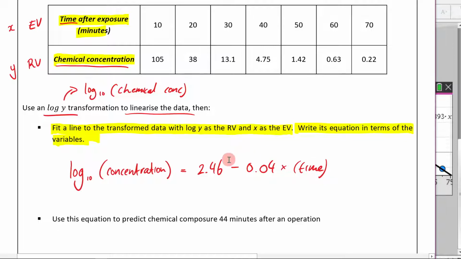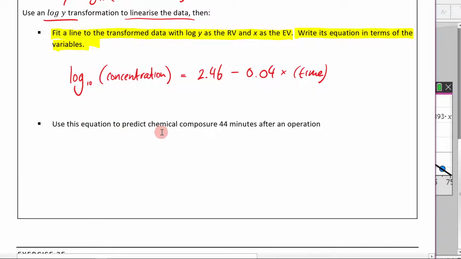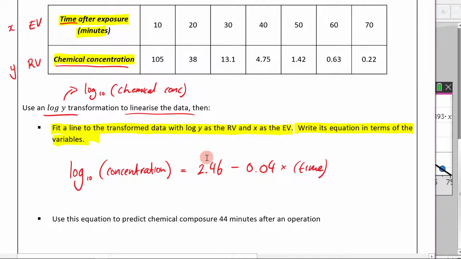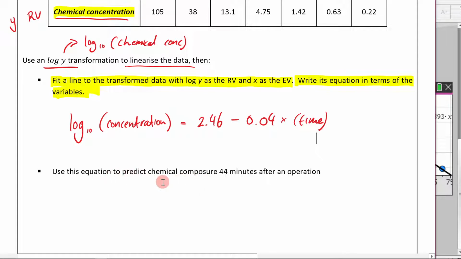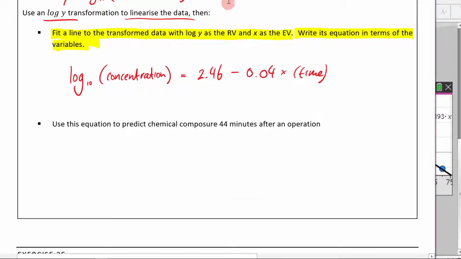Perfect. We keep on going. It then says use this equation to predict the chemical exposure. I think that's meant to say chemical. Oh no. Use this to predict chemical exposure 44 minutes after an operation. So it just wants the chemical concentration after 44 minutes. To do that, what we're going to do is simply sub in 44 into this. So I'm going to go, all right, log 10 of the concentration is equal to 2.46 minus 0.04 times 44 minutes. And I need to now figure out what the concentration is going to be.